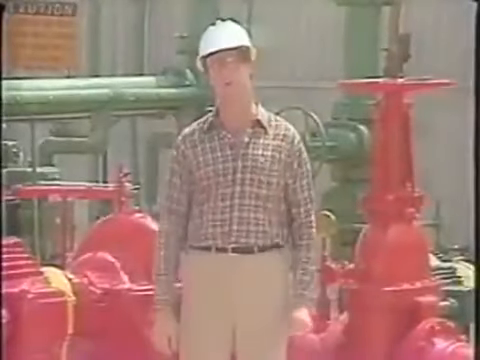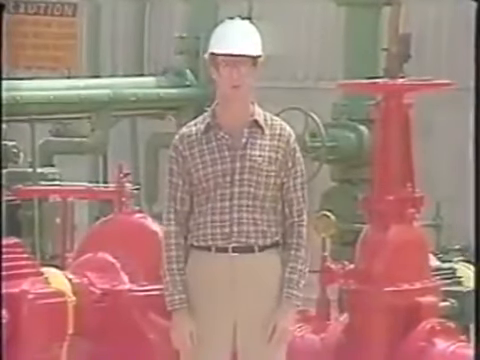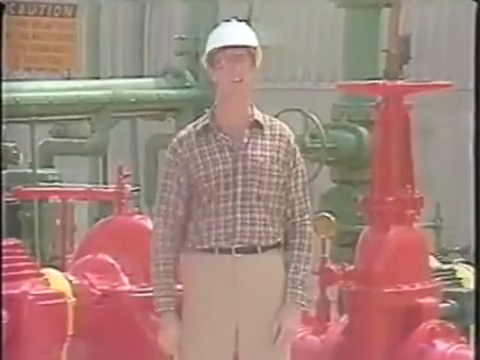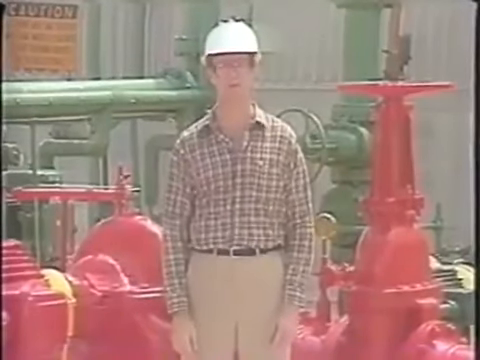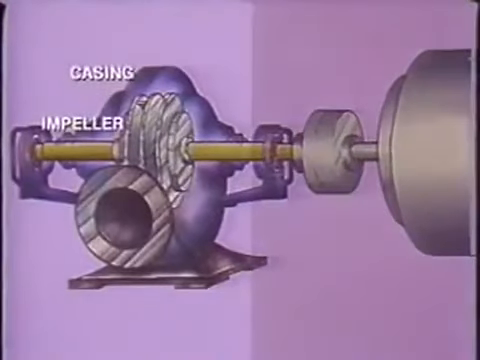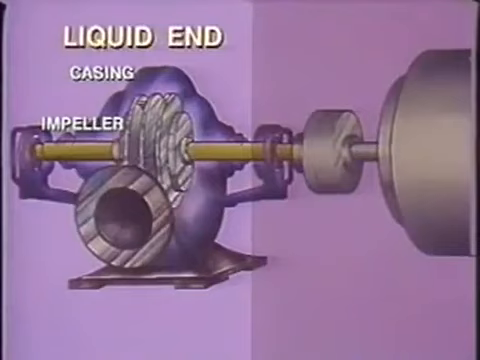So far in the program, we've talked about the major components of the centrifugal pump: the casing and the impeller. Now let's take a look at some other important parts of the pump. The casing and the impeller are the only parts of the pump which are in contact with the pump liquid. For this reason, the casing impeller assembly is called the liquid end.